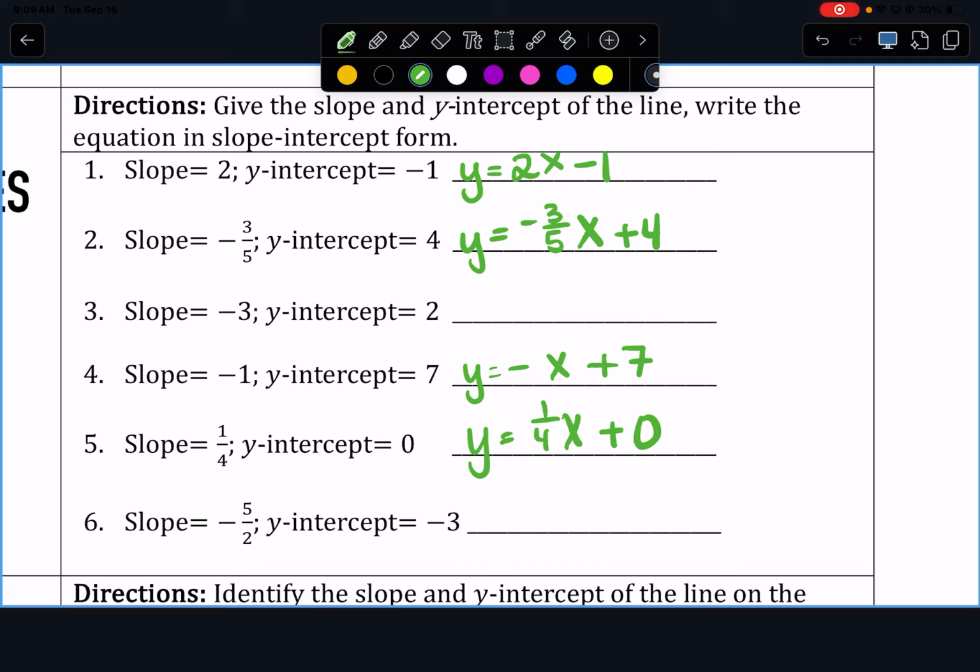All right, now for number 5. Do I have to put this plus 0? I do not. So if you ever have just the 1/4 x or 5x, whatever, that means our y-intercept is at 0, 0. It's at the origin. So I want you to real quickly do 3 and 4.